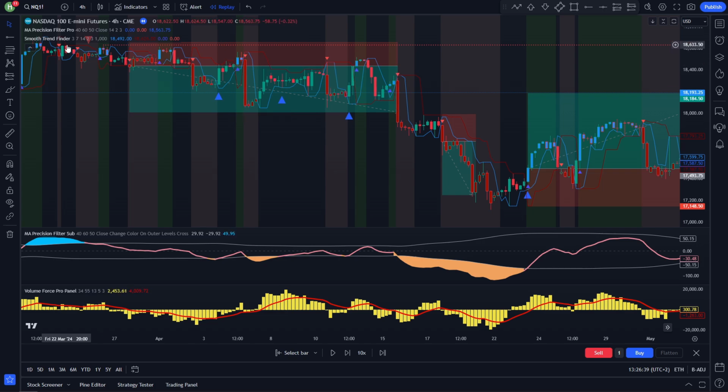This strategy combines three indicators to provide you with a comprehensive picture of potential trend changes: the MA Precision Filter, the Smooth Trend Finder, and Volume Force Pro.